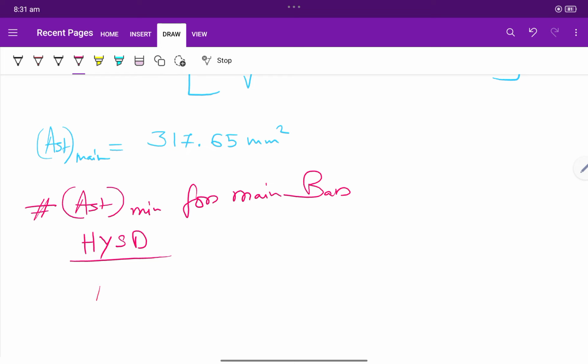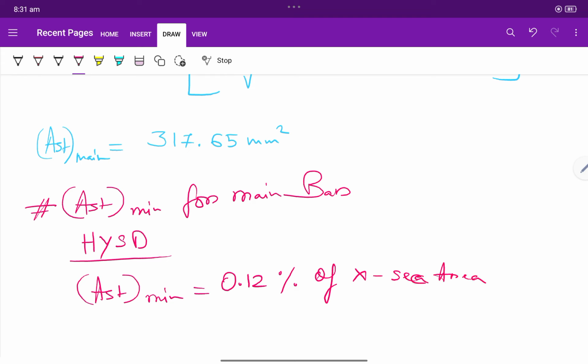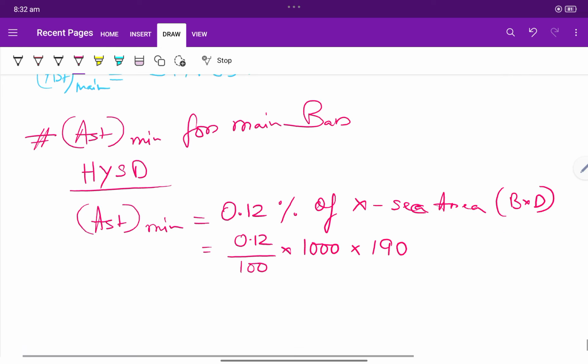So for HYSD, Ast minimum is equal to 0.12% of cross section area. Okay, cross section area. So 0.12 divided by 100, B into D. Okay, so B into capital D, cross section area is B into capital D. Okay, so B is 1000 and capital D is 190. Previously we have got it.